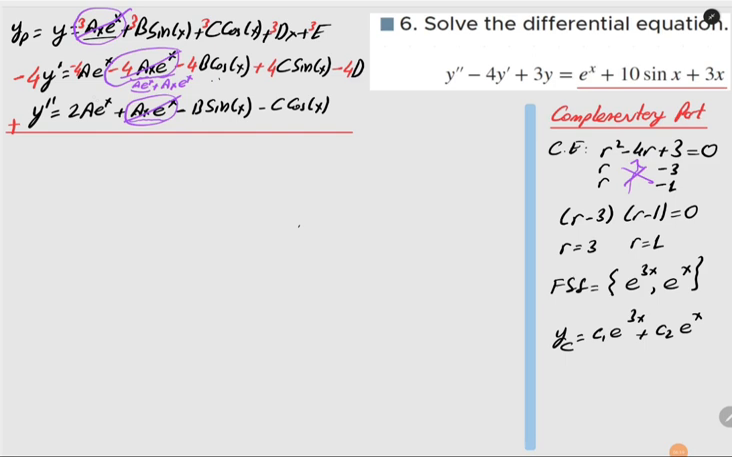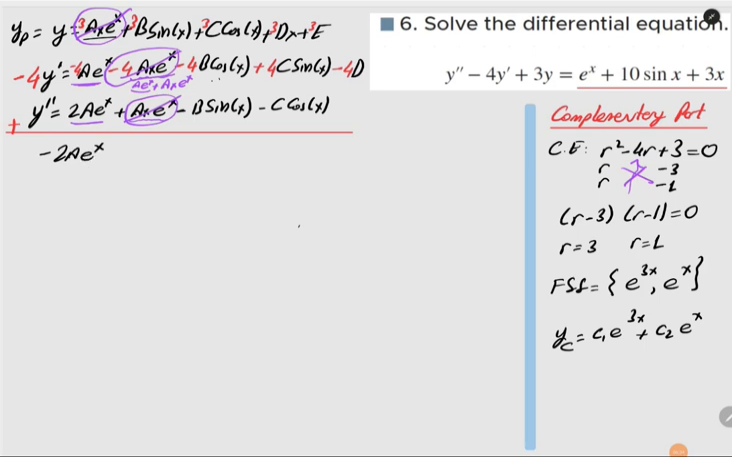And what about a times e to the x? We have 4a e to the x and plus 2a e to the x. It makes minus 2a e to the x. Let's write it here, minus 2a e to the x.